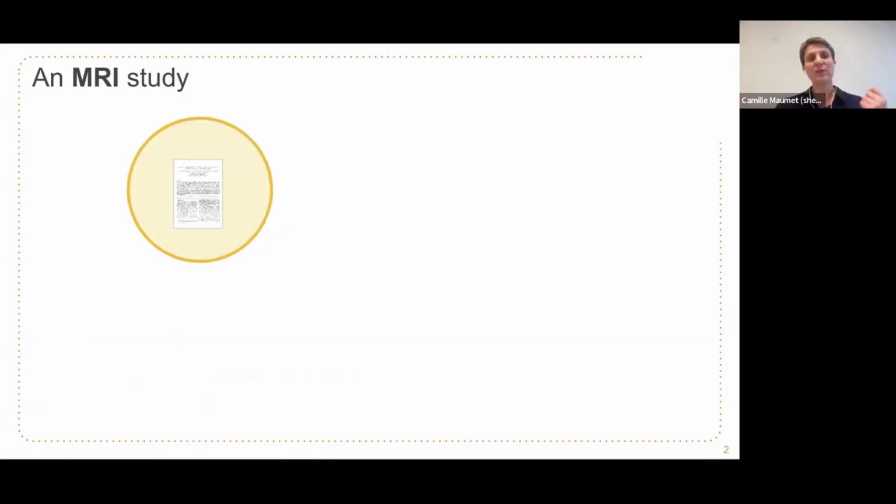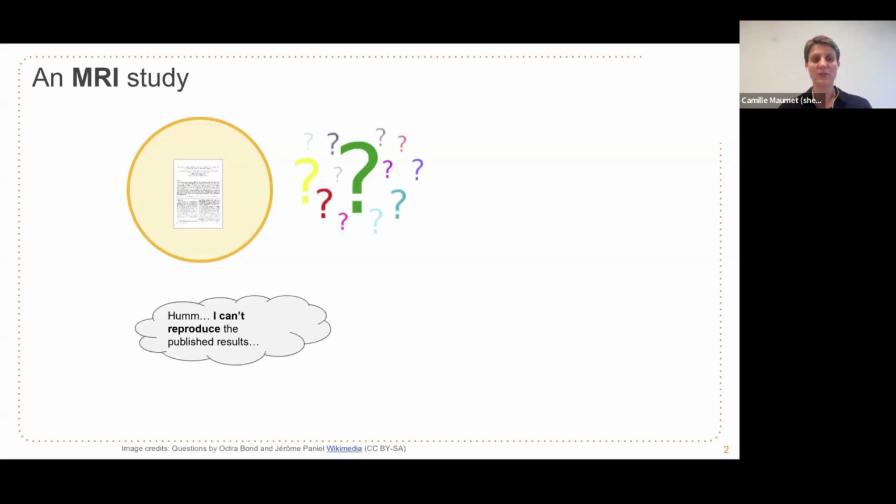Now, if we put ourselves at the other end of the spectrum, we're not the person writing the paper, but the person reading the paper. Probably you've been in that position when you try to understand what has been done in a study, because that's typically how we build research. We build on each other's findings so that we can expand the area of our knowledge. And then you try to reproduce a study, and you cannot reproduce the published results.